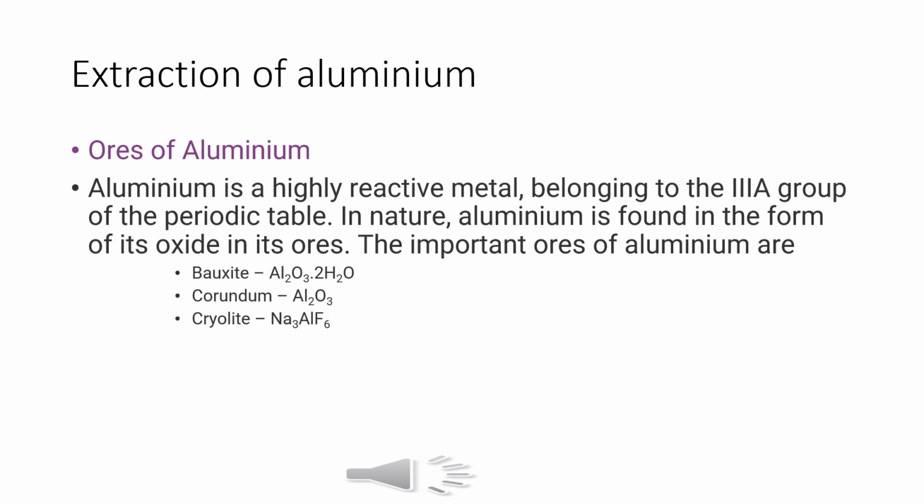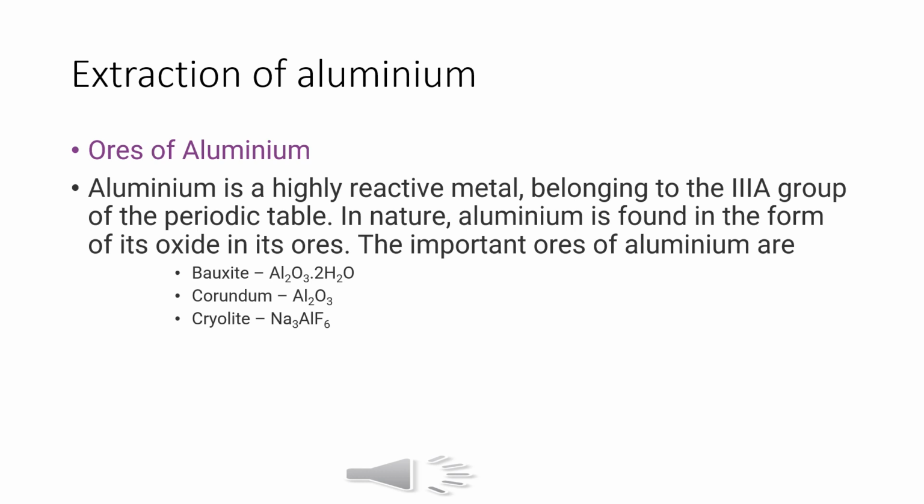And so we'll begin with the ores of aluminium. An ore is a reservoir where a particular metal can be obtained in large profitable quantity. An ore is a mineral deposit from which an element, a metal, can be obtained in large profitable quantities.